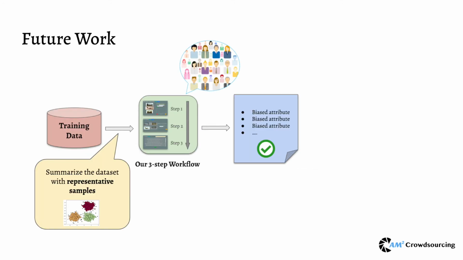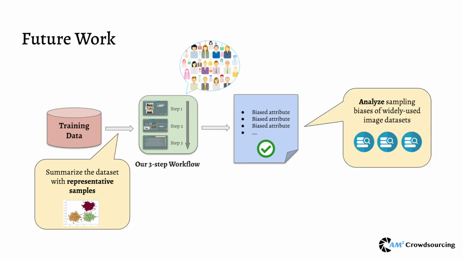The plan for our following development includes 2 parts. First, we will explore methodologies to help us summarize the dataset with representative samples to improve the efficiency of the workflow. After that, we will analyze sampling biases of more widely used image datasets to provide more understanding of image dataset biases for the computer vision community.